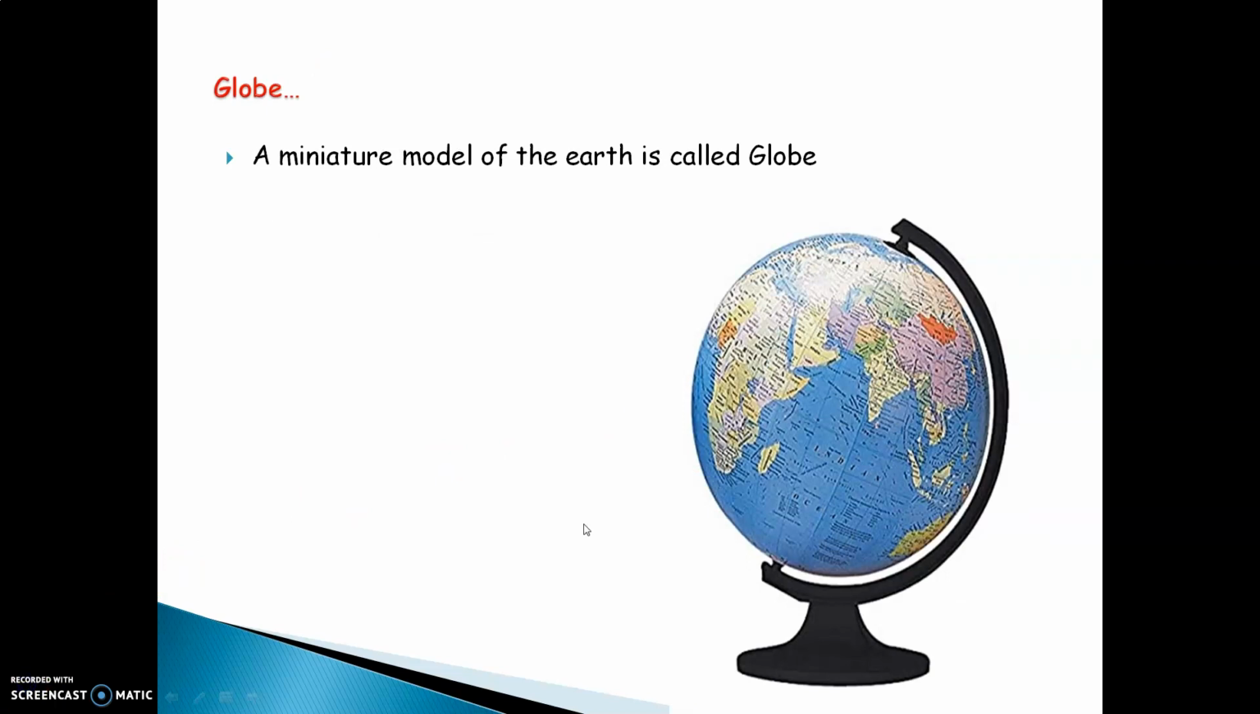Now, all of us have seen a globe. Obviously, when you learn a geography lesson in your school classroom, the teacher cannot bring the entire earth into the class. Is it possible? Obviously not. And for that reason, to show you how the earth looks like, the various countries and continents on the earth, something called a globe is made.